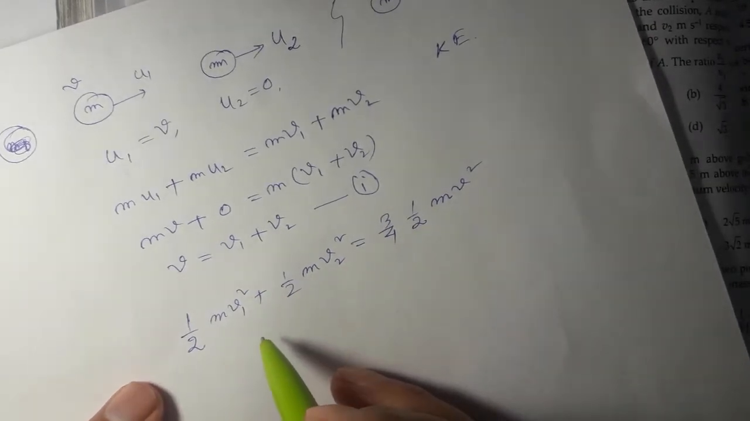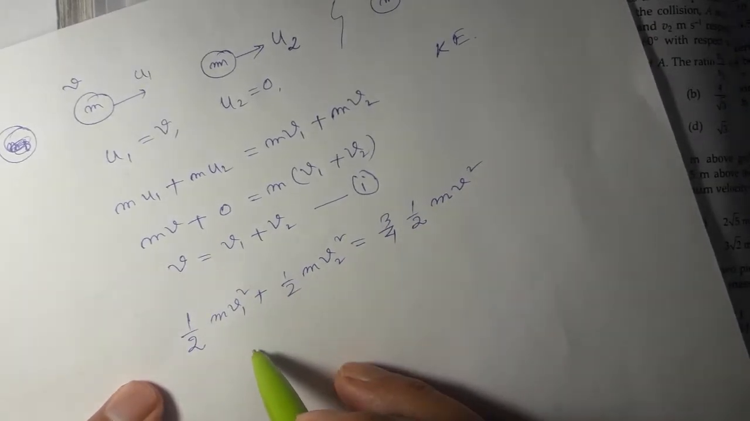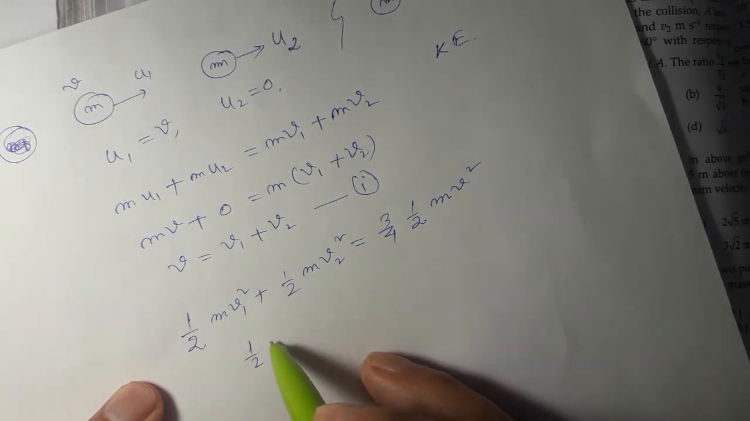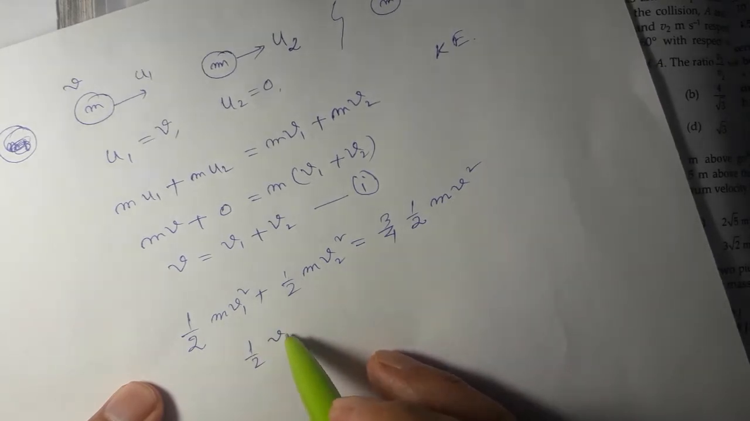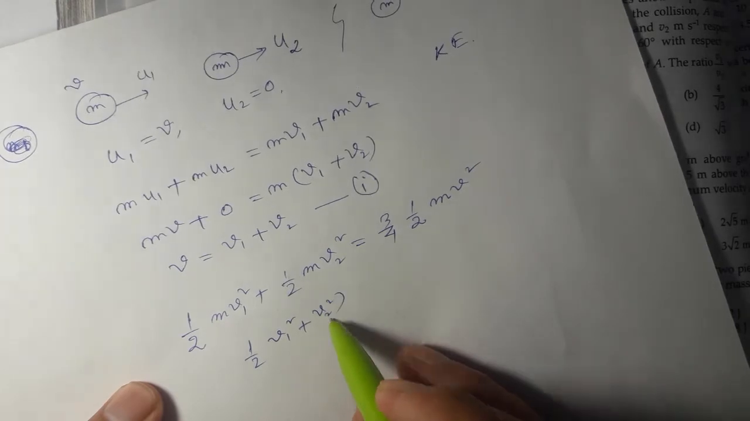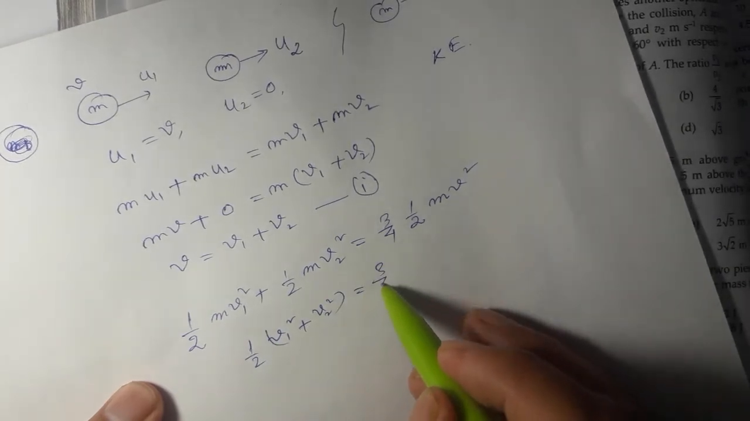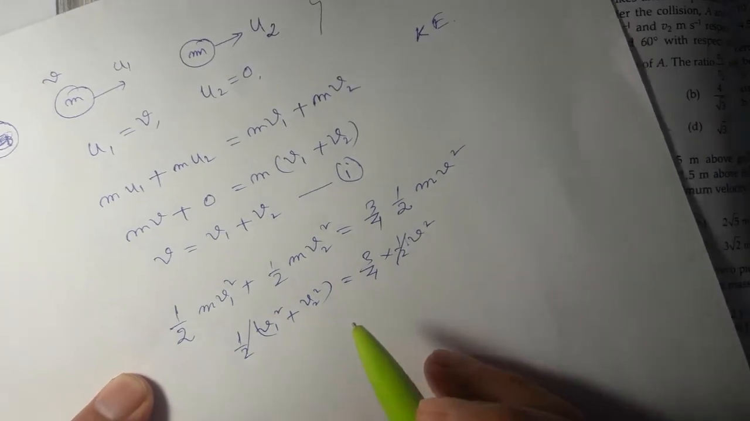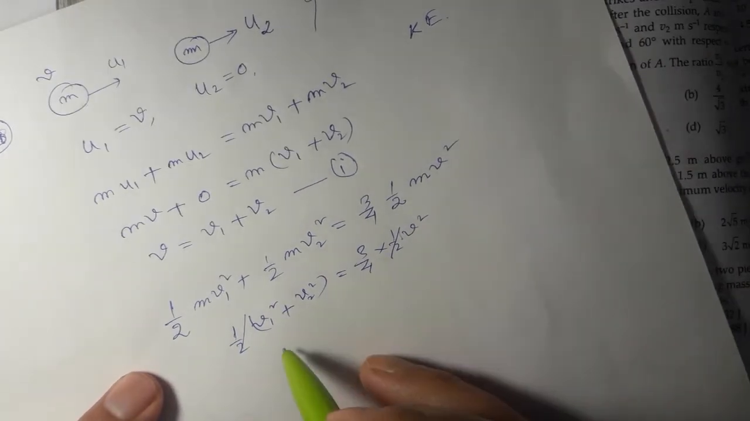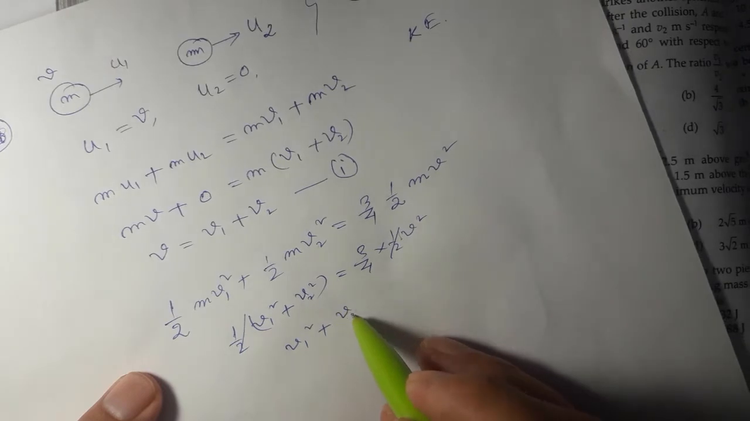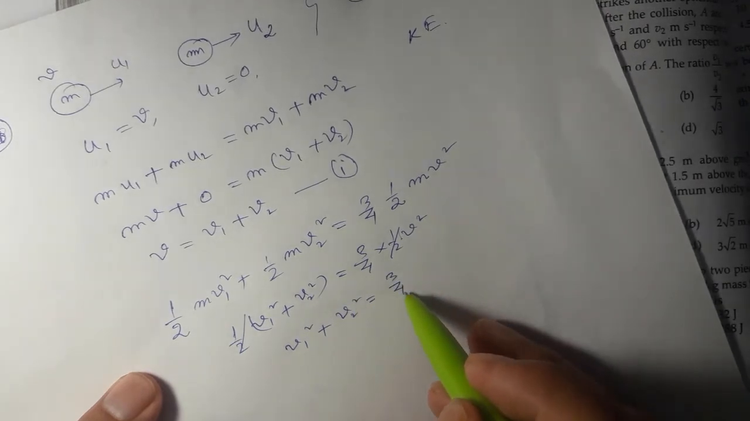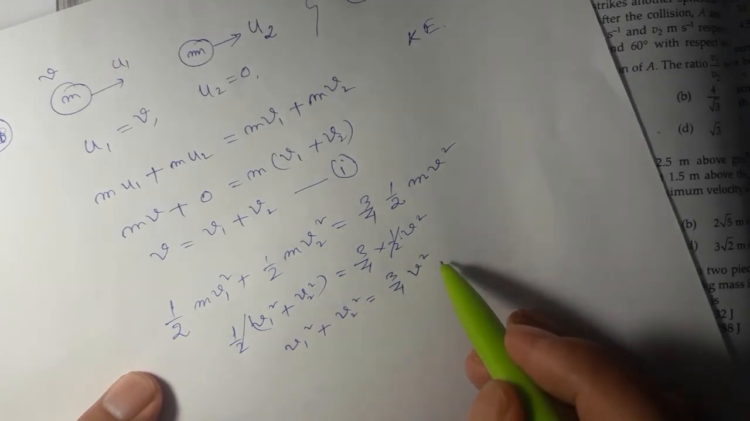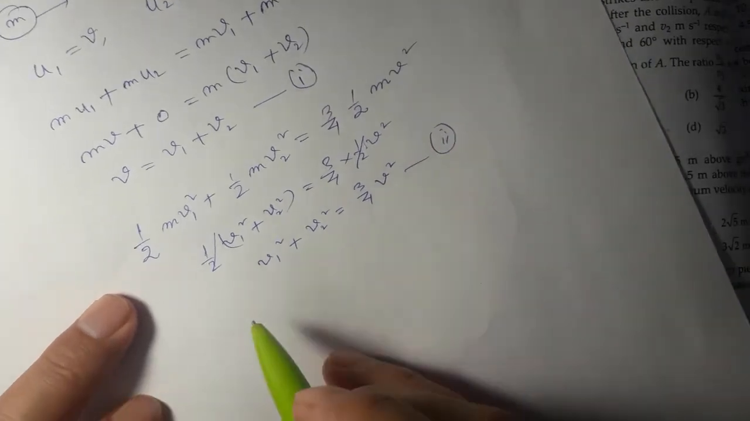Will cancel at one time, so you have this half v1 square plus v2 square. This is equal to 3/4 half v square. Half cancels again, so you have v1 square plus v2 square is equal to 3/4 of v square. Let's call this equation number 2.